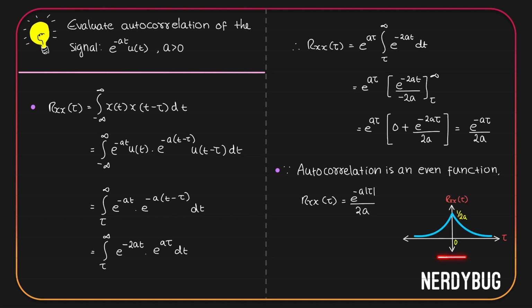On a graph, it will look like this. Its maximum value will be at tau equal to 0, when e raised to minus a tau becomes 1, and r xx of 0 will be 1 by 2a. On both sides, we'll get something that looks like this. Another thing we can say about this signal from here is that its energy is going to be 1 by 2a, because that is the value of autocorrelation at tau equal to 0.